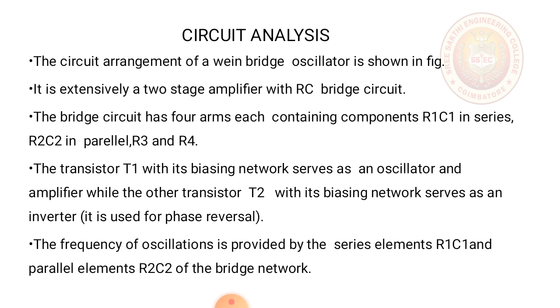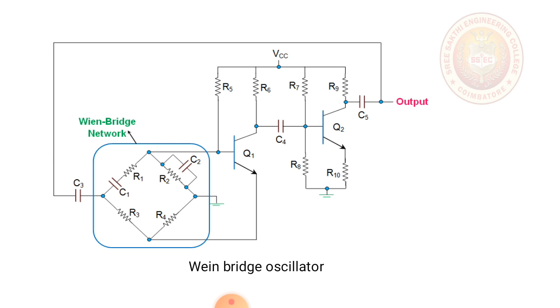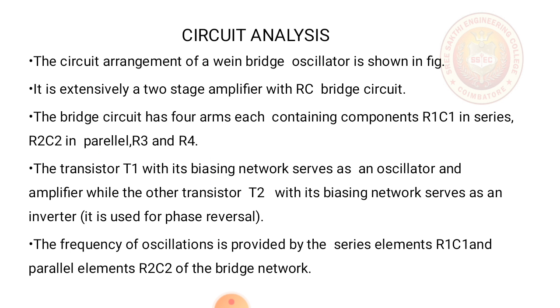Circuit analysis. The circuit arrangement was given in the previous slide. It has two amplifier stages with an RC bridge circuit. The bridge circuit has four arms. This is already explained, that is one series combination, one parallel combination and two resistive arms. R3 and R4 are the pure resistive arms, and another arm consists of R1 and C1, both in series, and R2 and C2 are in parallel connections.